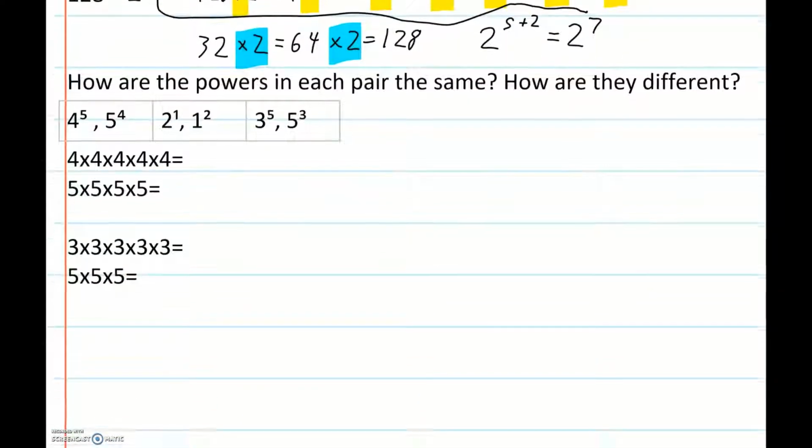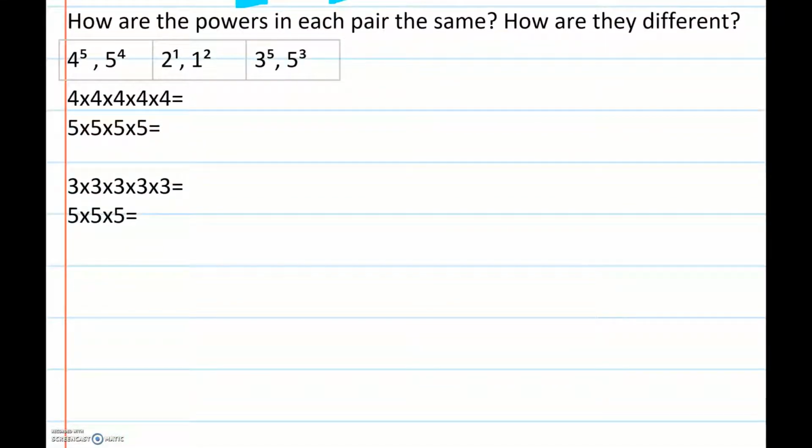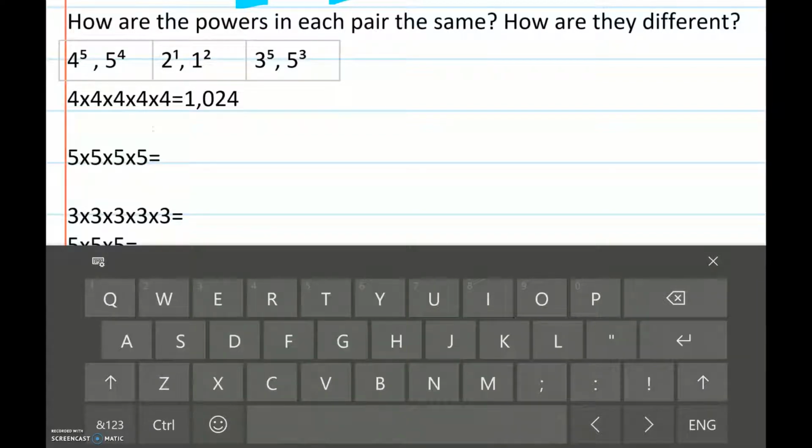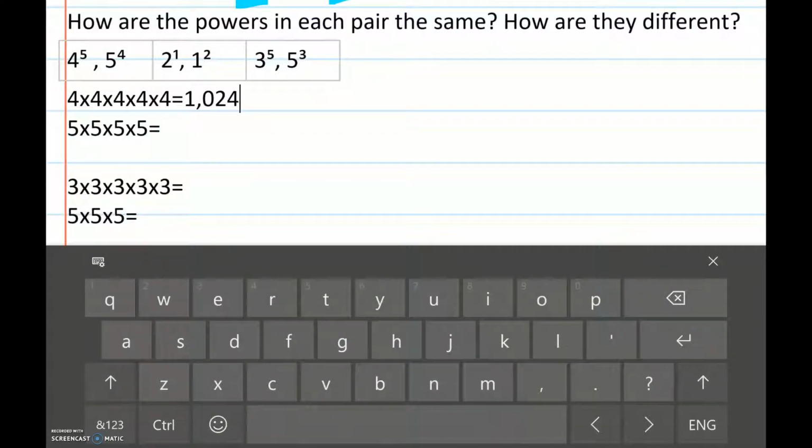Okay, last question here. Here are the powers in each pair. How are they the same and how are they different? We're going to start off with these 2 pairs that I've shown here. And I showed it in repeated multiplication because this is how my computer does it. It only does the calculation for me if I write it like this. Who knew that it was actually a useful skill? So see, shows me that one. Let's see here again, shows me that one.